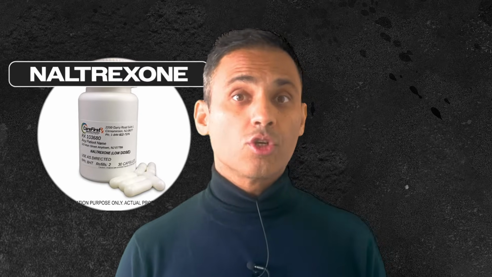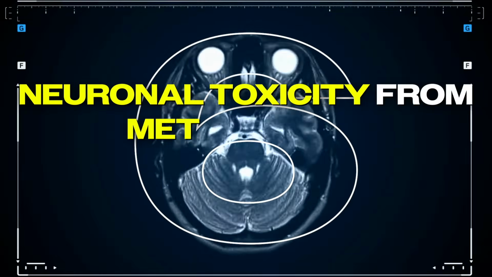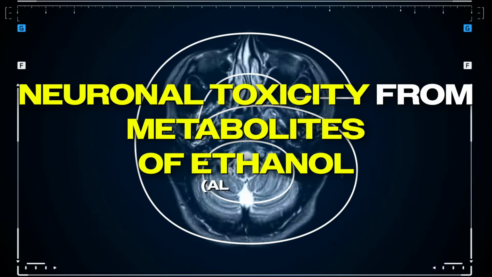By affecting the opioid system, alcohol can not only interfere with the pleasure response, but indirectly also affect the dopaminergic pathways, as we saw earlier. Thus, in the treatment of alcohol dependence, naltrexone is used to reduce the reinforcing effects of alcohol through its opioid antagonist effect. Sixth, direct neuronal toxicity from the metabolites of ethanol, which is alcohol.